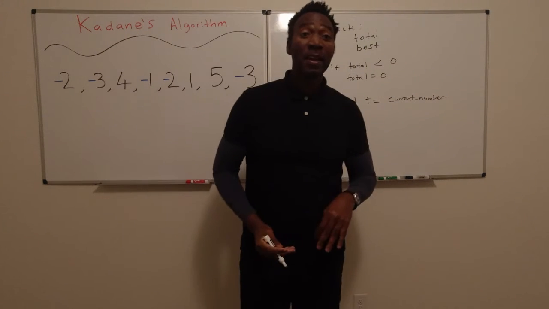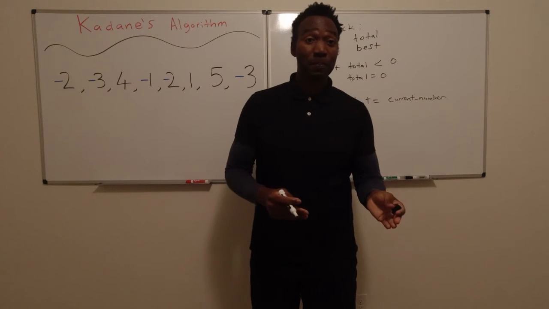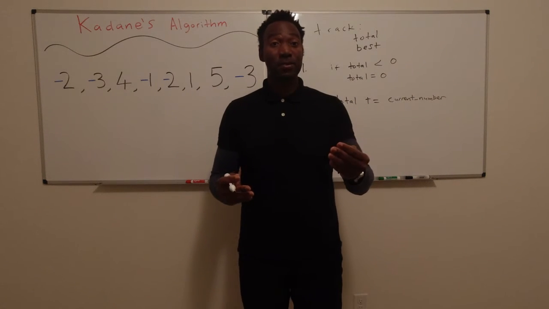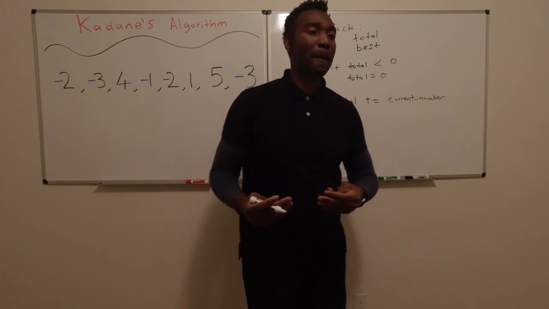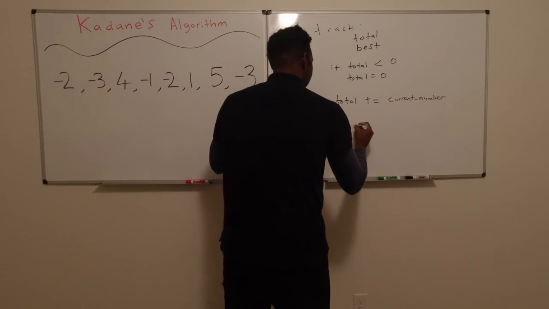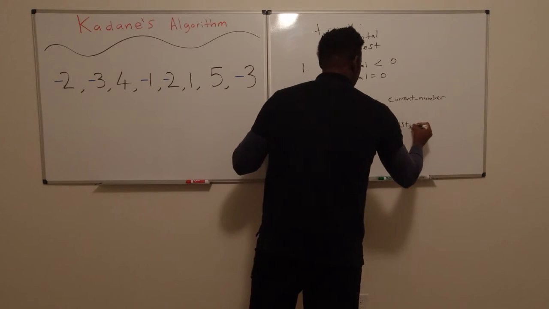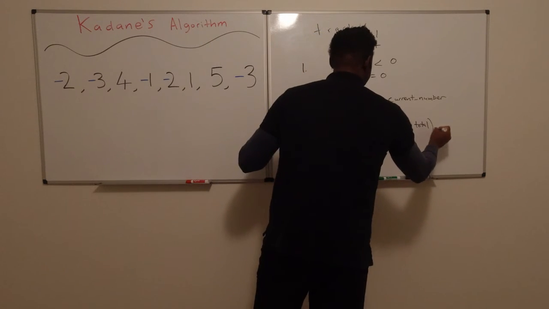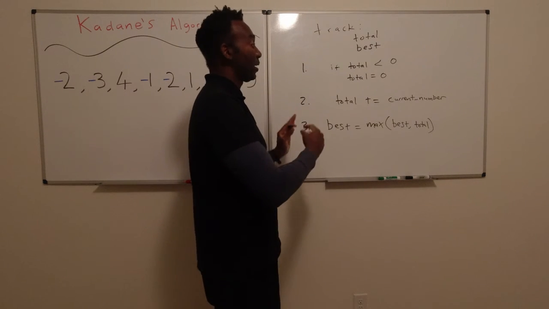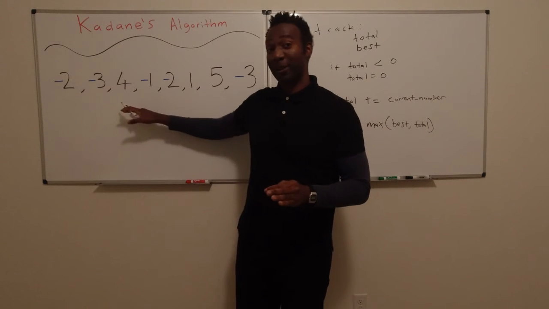Perfect. And then step 3, every single time you're going to need to update your best sum, right? If your total is bigger than your best, that means you need to update your best. Expressing this with code, we can write this. We'll do best is equal to the max of our current best and our total. So these three steps are what we can use to implement Kadane's algorithm, and we're going to be using these steps on this problem over here.